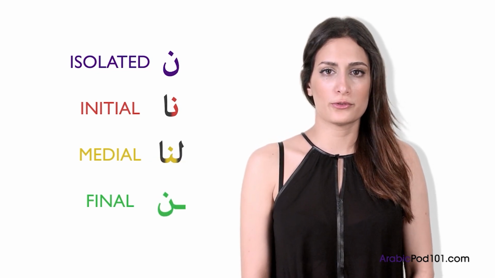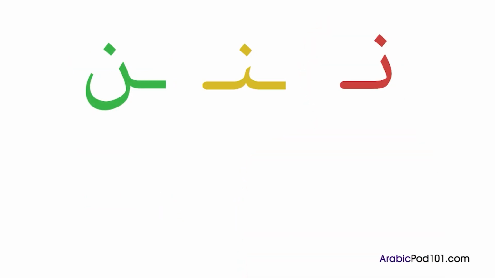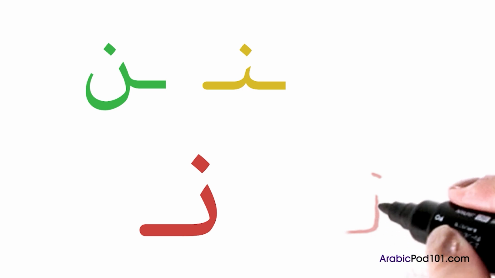You got lucky with your first letter, but noon requires that you learn all 4 forms. Let's get them all out of the way at once. So we have the initial form for when noon appears at the beginning of a word, the medial form for when it appears in the middle of a word, and the final form for when it's at the end. Now try to write all three. Noon.